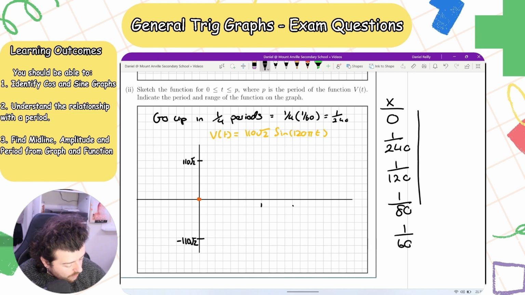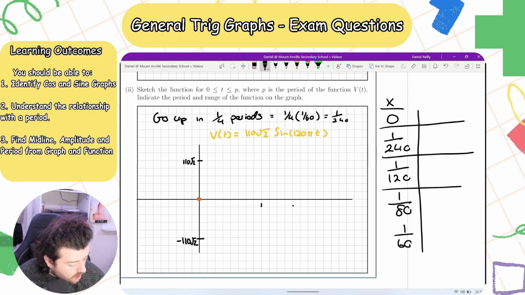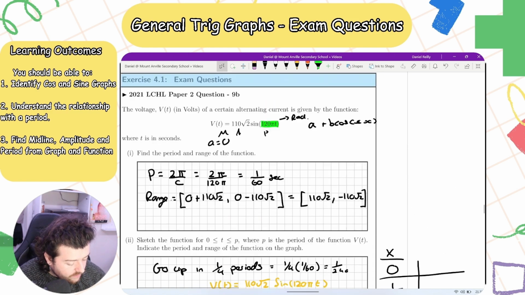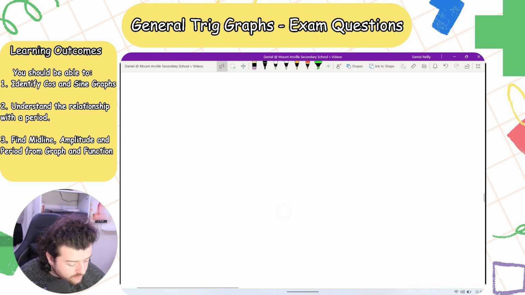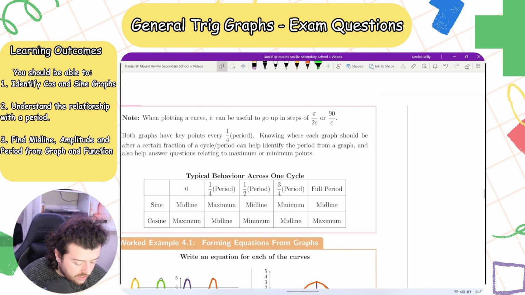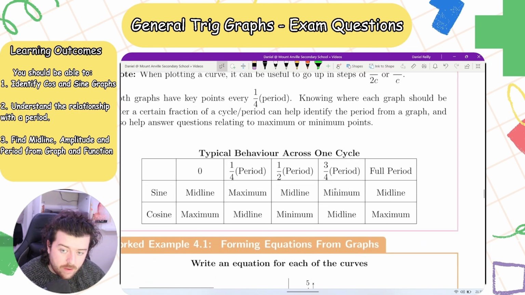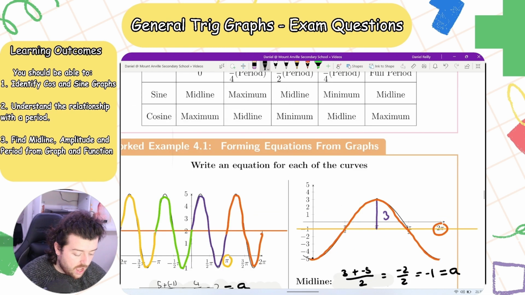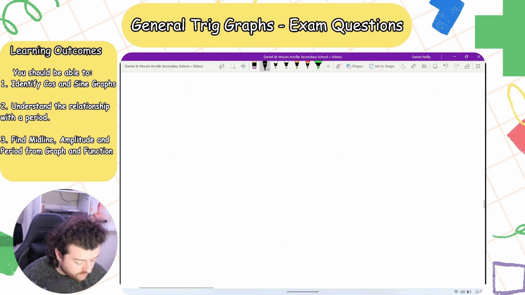I could find all of these points on my calculator, or what I can remember is from this handy table up here, where all my key points are. Every quarter of a period, I reach a new point. So it's midline, maximum, midline, minimum, midline. Every quarter period.